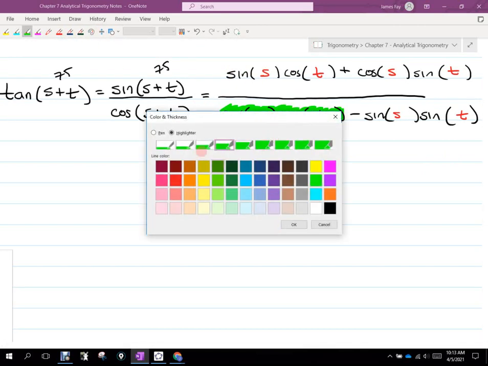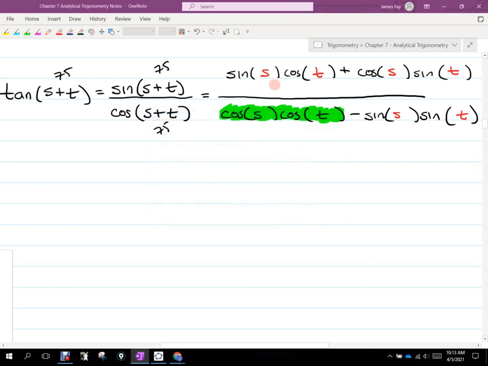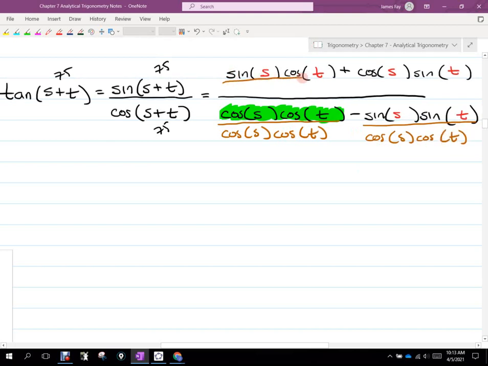That's kind of why I left the room I did at the beginning. I want to go back through, and I want to divide this by cosine S, cosine T, divide that by cosine S, cosine T, cosine S, cosine T, and then this one, cosine S, cosine T.